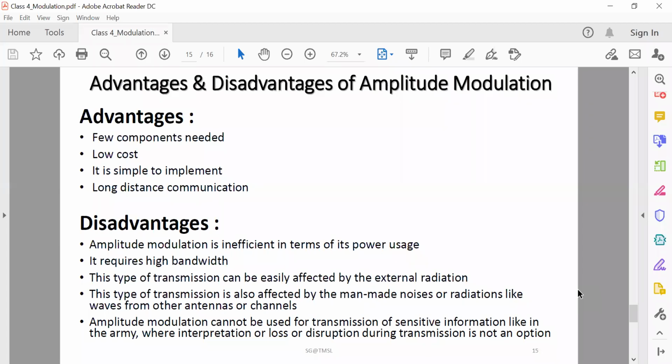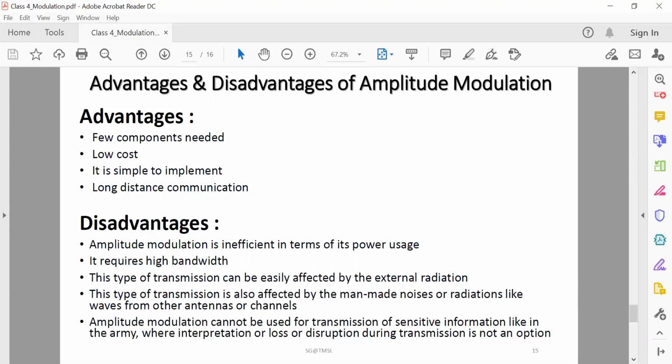And amplitude modulation cannot be used for transmission of sensitive information, like in the case of defense, where interruption or loss or disruption during transmission is not an option. So it is not used for emergency purposes.